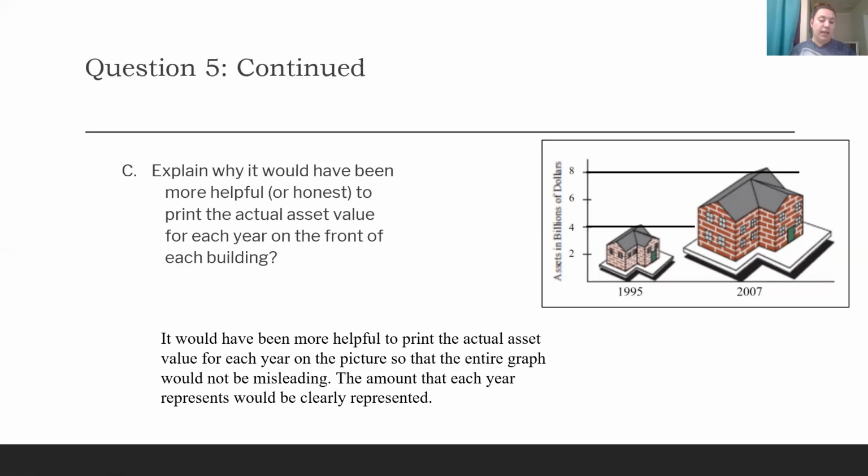So it would not be misleading at all. You would know the exact amount that it's supposed to be. Same thing with the assets of 2007. This picture goes over the 8 billion, but if you were to have the number 8 billion above this house, or here on the sidewalk, something like that around the house, just something to indicate that that house is supposed to be 8 billion, there would be no misleading. The picture would no longer be misleading because it would be established that the little one is 4 billion and the larger one is 8 billion.